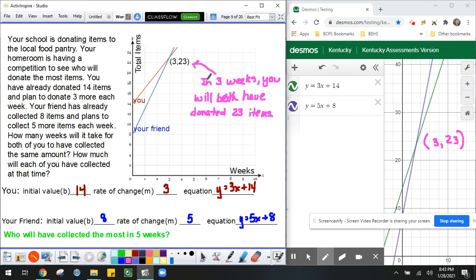So I have that summarized on the next page. I've taken the graph. In 3 weeks, you'll both have 23 items. Here's all of the initial value and rate of change information. And then I've got a bonus question. Who will have collected the most in 5 weeks? So take a look at the graph because the line doesn't go to 5. But what do you predict? Who will have collected the most in 5 weeks?